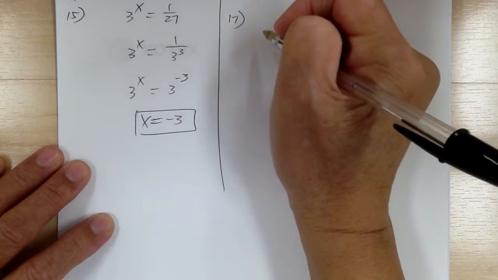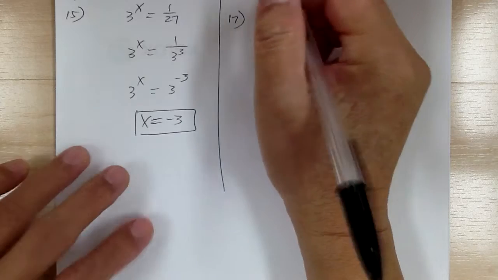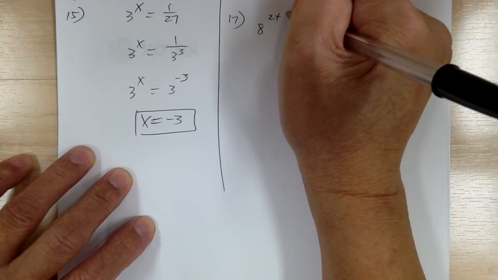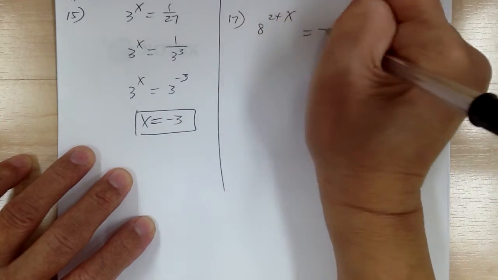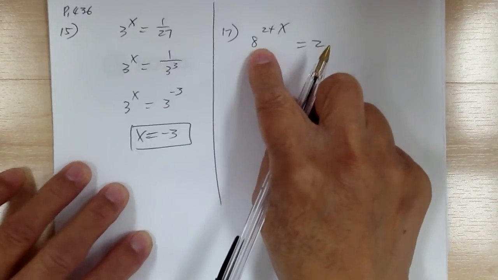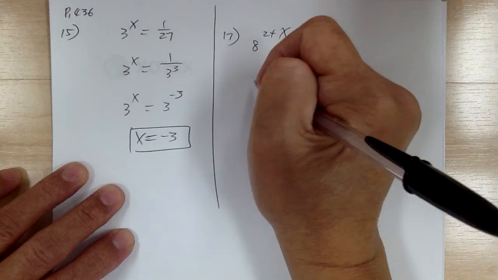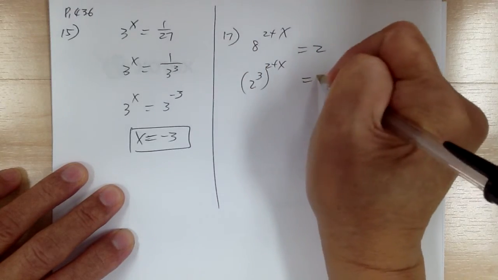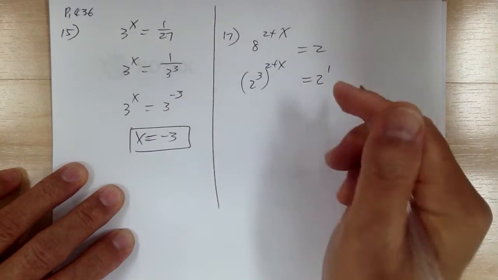Okay, 17. You have 8 to the 2 plus x equal to 2. So again, let's try to match two sides. So you got 2 to the 3, right? 8 equal to 2 to the 3. Okay, and this is 2 to the 1.